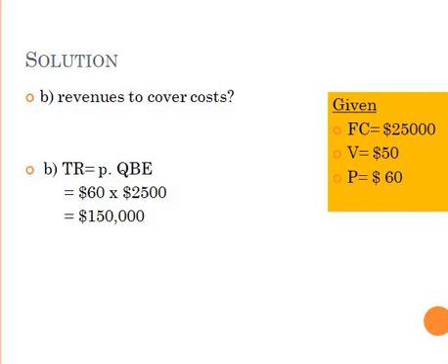Now in part B, I want to calculate revenues to cover costs. So I'm interested in calculating the total revenue but at break even. So I will have to fill in with the quantity at break even that I got from the previous part. So total revenue to cover costs equals P, the unit price, times quantity at break even. The selling price is $60 and the quantity at break even is 2,500 that I got from part A. So the total revenue is $150,000.